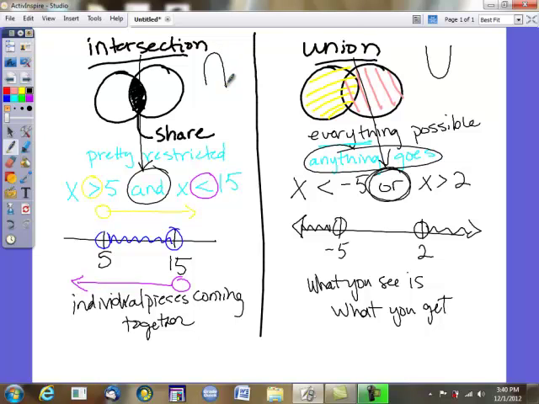This is our introduction. If you look at the next video about compound inequalities, I'll show you a few more examples.